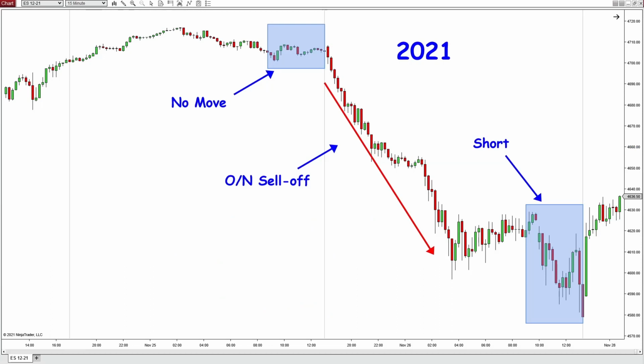Let's first take a look at the E-mini S&P 500 futures. This is a 15-minute chart, with Thanksgiving Day on the left and Black Friday on the right for 2021. We can clearly see that on Thanksgiving Day, during the trading hour, there's no movement, so there's no trading opportunity. Then overnight on Black Friday, there's a sell-off until the London Open. In the New York trading hour, there could be some short opportunities because we can see there are 3 legs down: 1, 2, and 3.